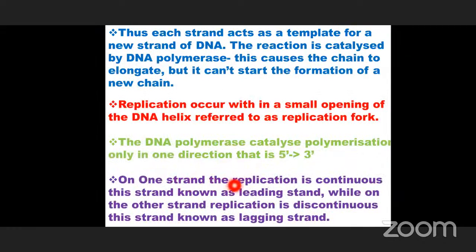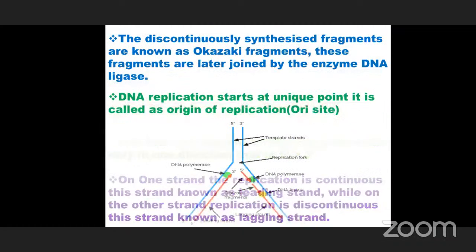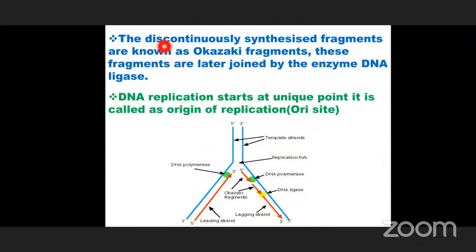And in the other strand, replication takes place discontinuously. This strand is known as the lagging strand. So in the leading strand, replication takes place continuously, and in the other strand, replication takes place discontinuously, and this strand is known as the lagging strand. The discontinuously synthesized fragments are known as Okazaki fragments. These fragments are later joined by the enzyme DNA ligase.